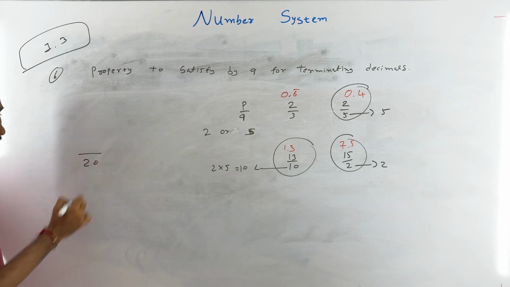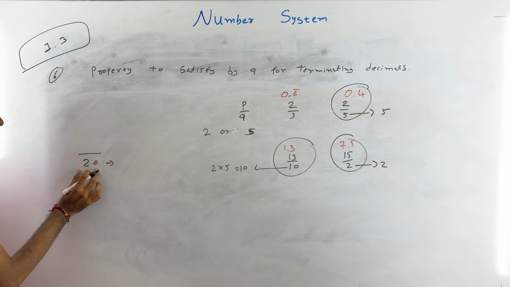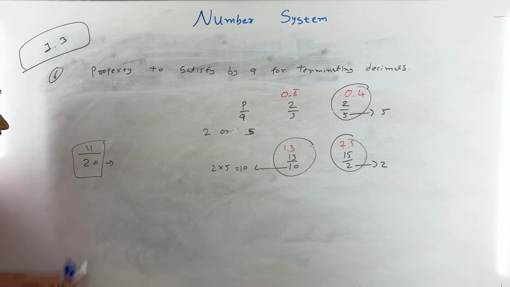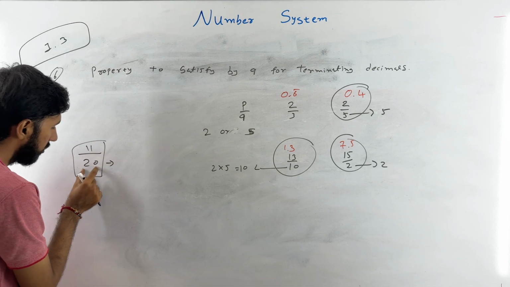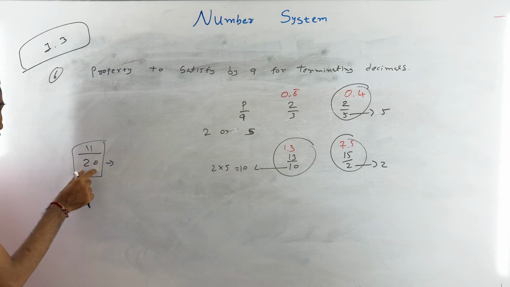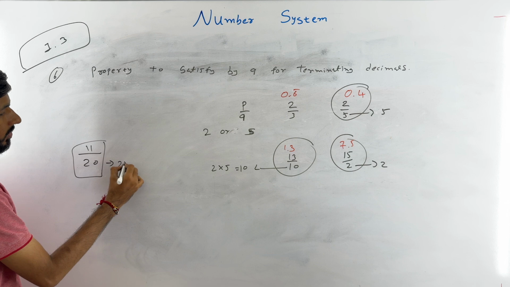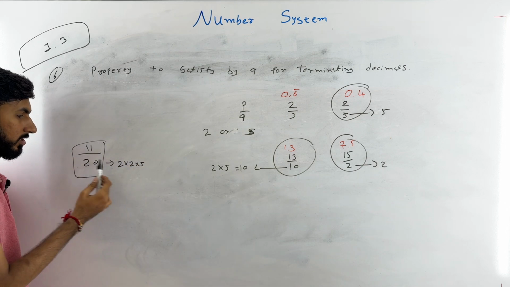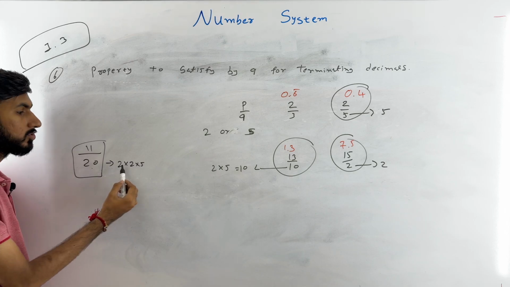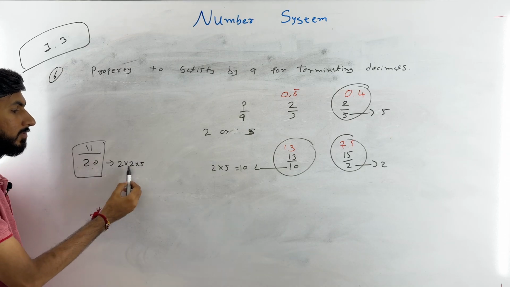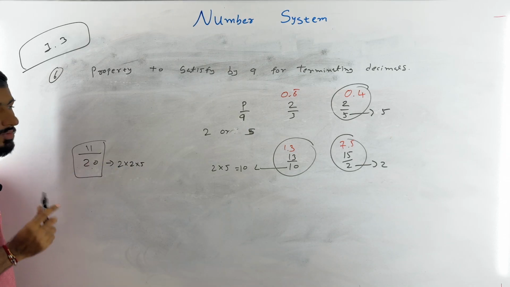let me write 20 here. I want to find whether this number is terminating or not. I can write any number here. I just have to do a prime factorization of the denominator. If I do this, my answer will be 2 multiply 2 multiply 5. Now check it. If the prime factorization of the denominator contains only 2's and 5's, that means this is terminating. Here we have 2 and 5, so this is terminating.